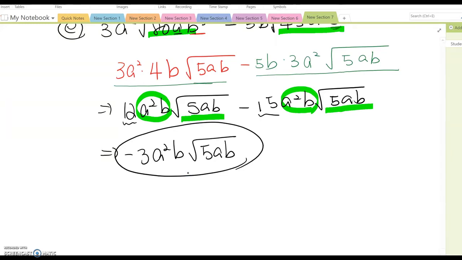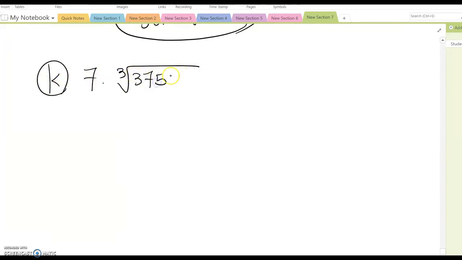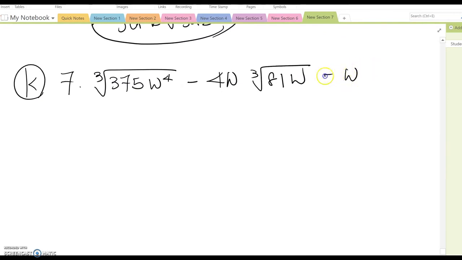Then what about not square root form, such as k? 7 times cubic root 375w to the fourth power minus 4w cubic root 81w minus w cubic root 24w. Same thing, we need to simplify the radical expression first. But remember, this time it is cubic, which means any triple will become one single value.